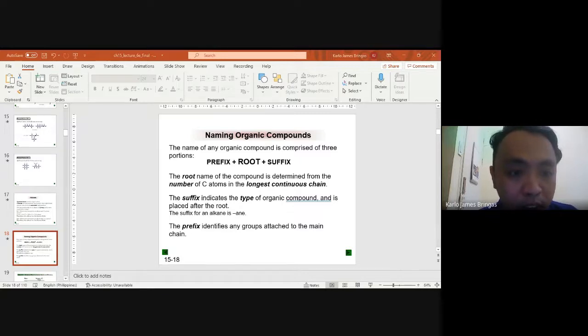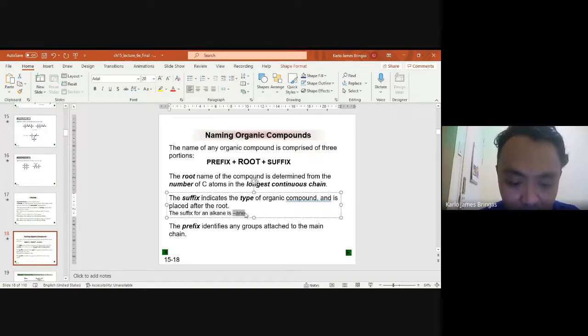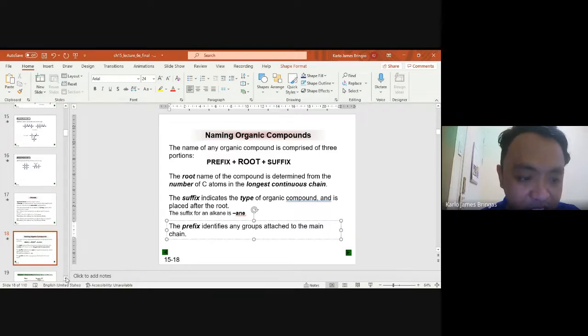So the root here tells us the number of carbon atoms in the longest continuous chain. Suffix indicates the type of organic compound and is placed after the root. So if alkanes ang pinag-uusapan, ang suffix niya is ane. So that's A-N-E. And the prefix identifies any groups that are attached to the main chain.